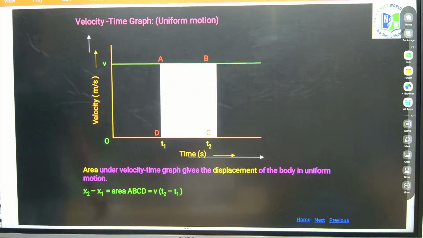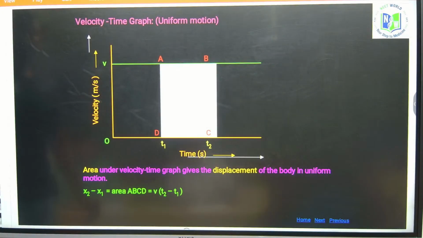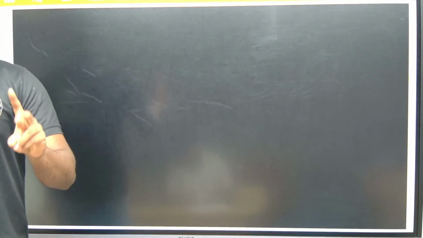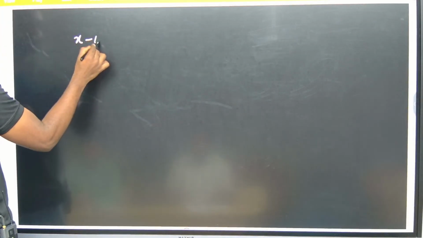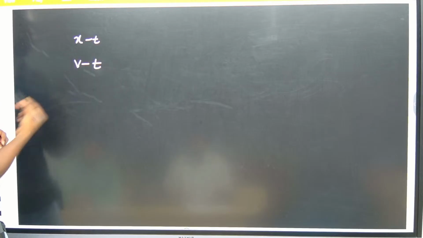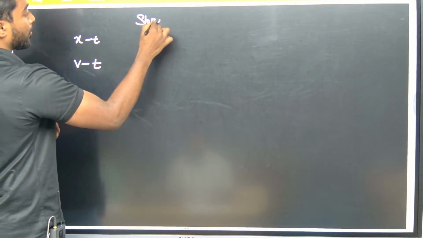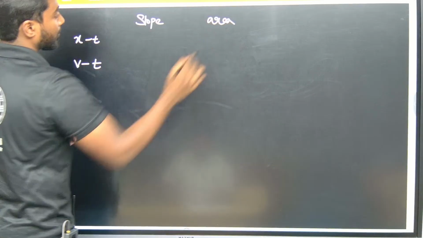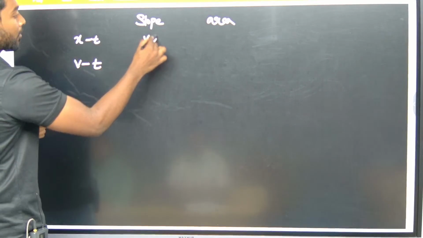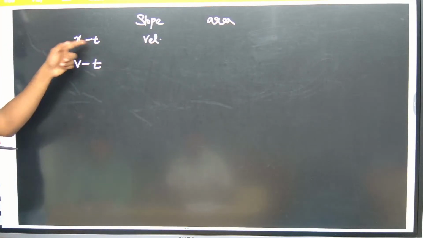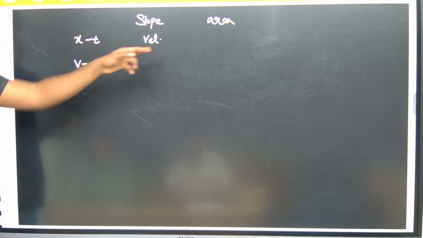So till now we have seen xt graph and vt graph. The basic thing you should understand is xt graph, vt graph, slope, area. For xt graph, if I take a slope, I will get velocity. Slope is nothing but x by t, displacement by time, velocity I will get.